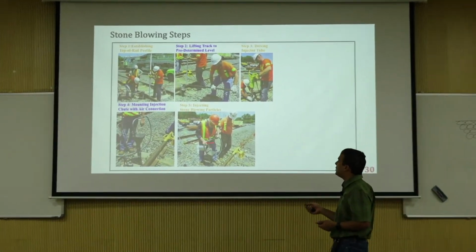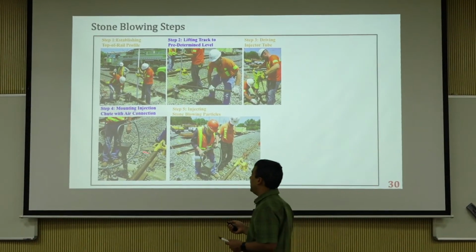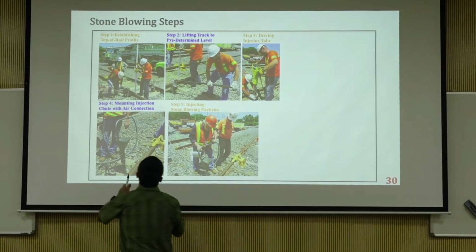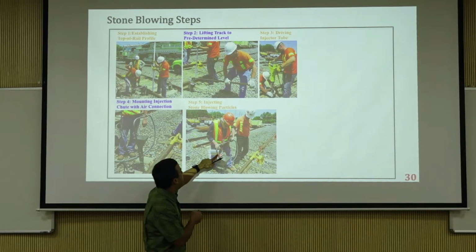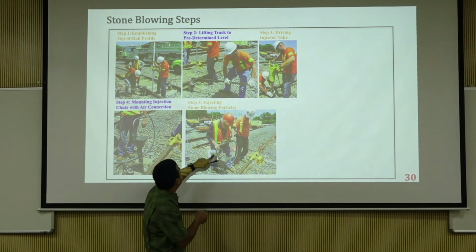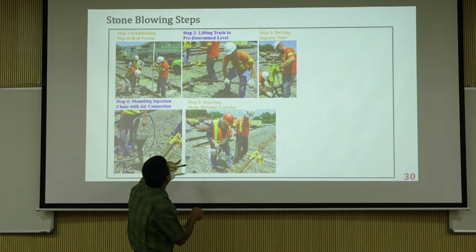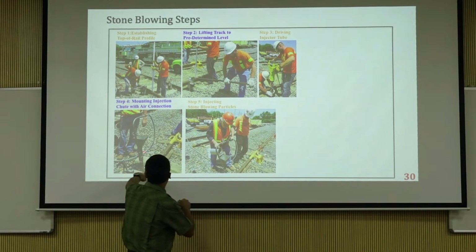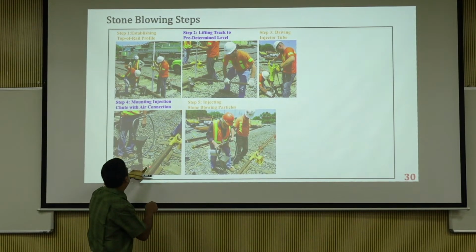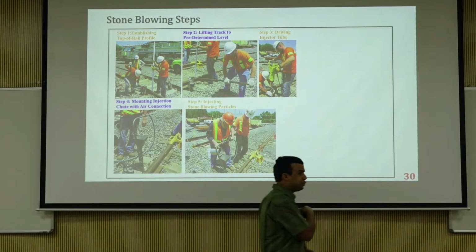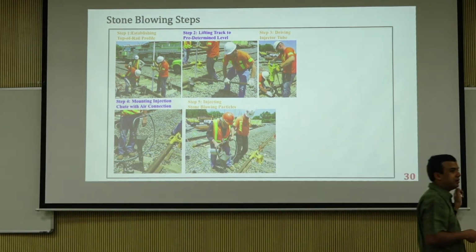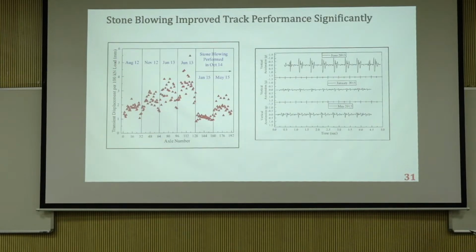So this is us working on a railroad track. This is how the stone blowing happens. You have a funnel, and you're pouring aggregate into it, and there is an air compressor, and it blows the material underneath the ties. This is us trying out the method before we went to the field, and then we went to the field and did that. And look what happened.